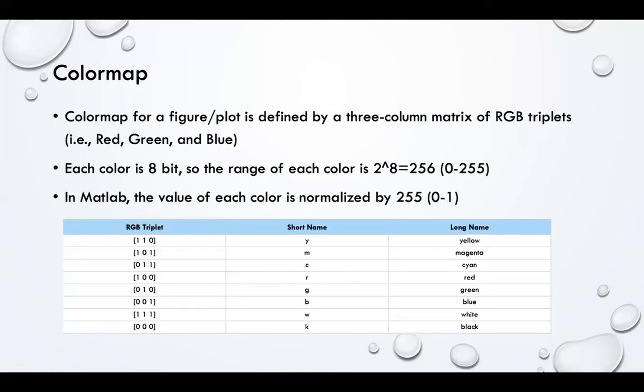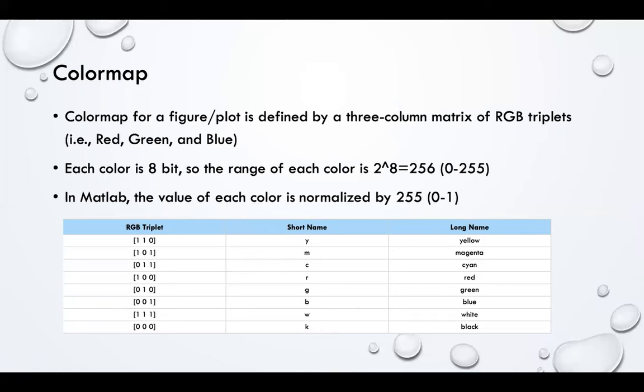But Matlab already has some default colors. You don't need to exactly specify the RGB numbers. You can just write a short name. Like previously, we used Y to represent yellow, M for magenta, B for blue, or for black you just type K, and Matlab will know it.